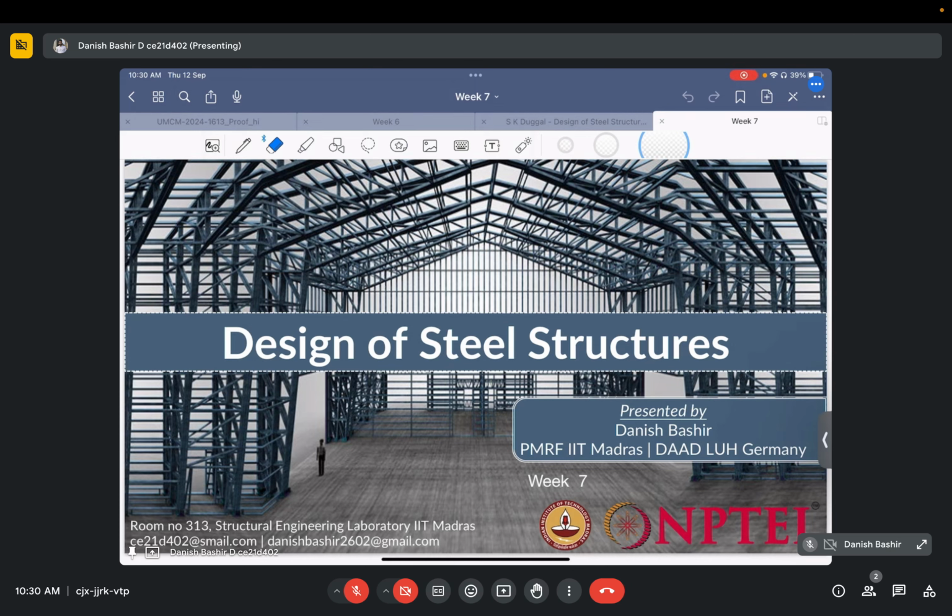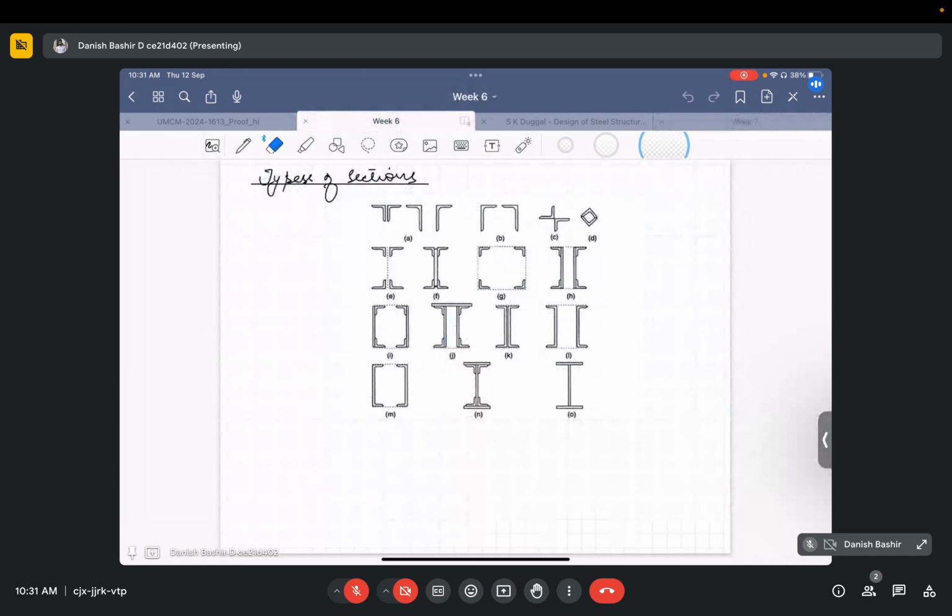In today's class, we will be continuing from where we left off in the last class. We will start with the thing we left, the types of sections. There can be different types of sections.